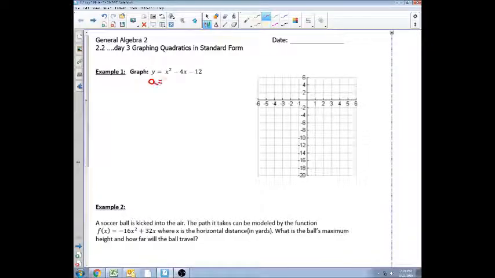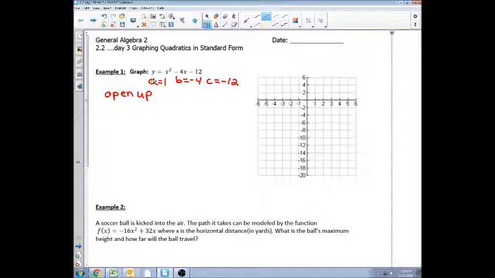Our A value is just going to be 1, because remember, any time that there's no number in front of an X, it will just be 1. B would be -4, and C would be -12. Okay? Step 2 is to figure out whether this will open up or open down. Well, in this case, my A value is positive, so it will open up.